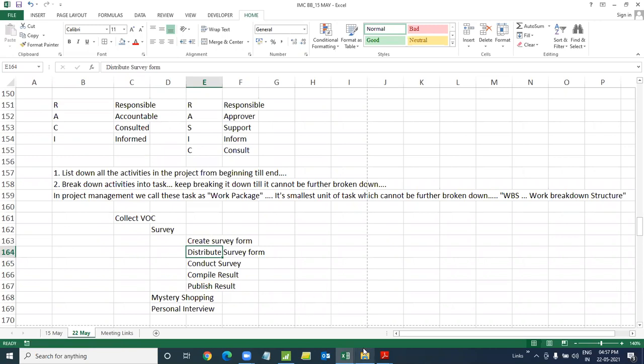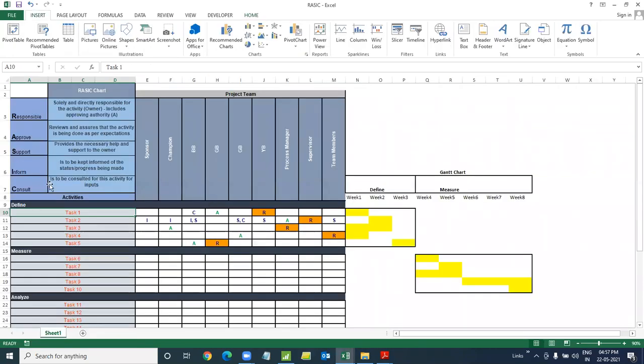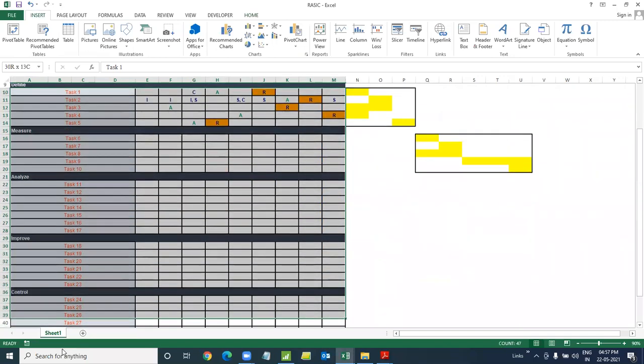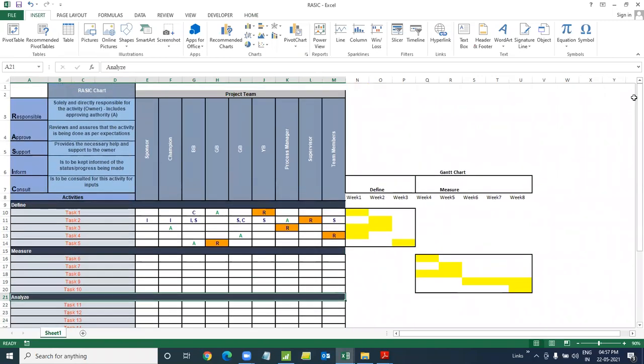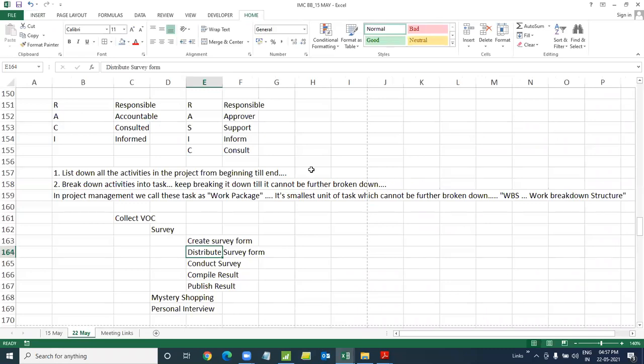So when you do this, you'll have a long list. A real RASIC will run into multiple pages. It's a small one here, but it's just a template to give an idea. So you give a long list of all those tasks. That's when you've done it. Now what do you do? You start with giving responsibilities.